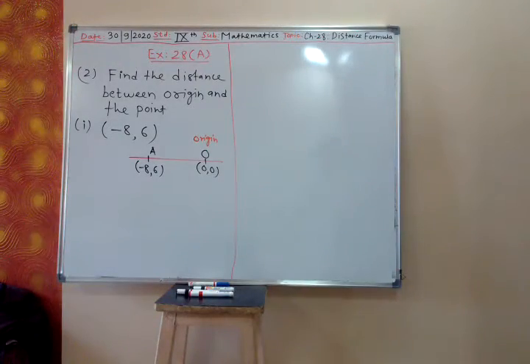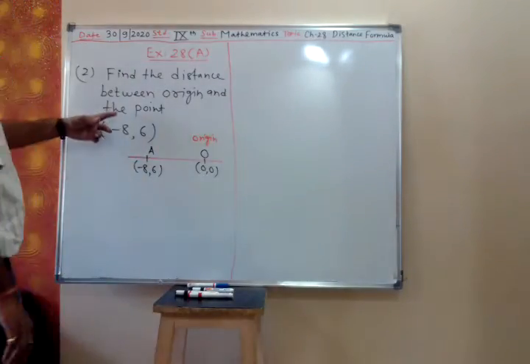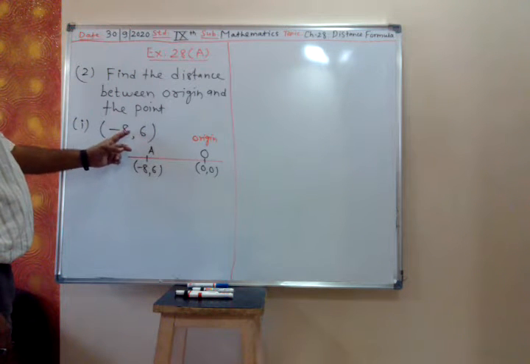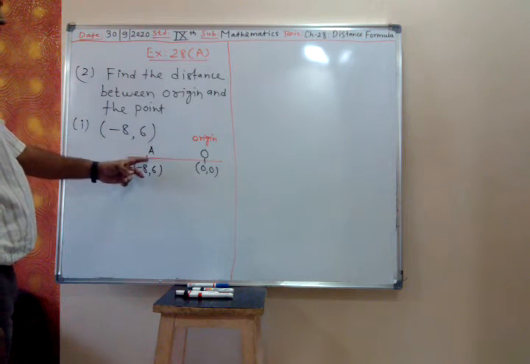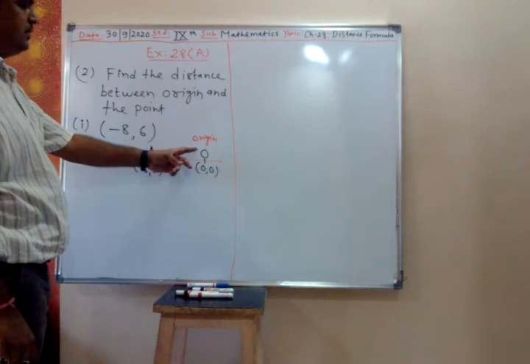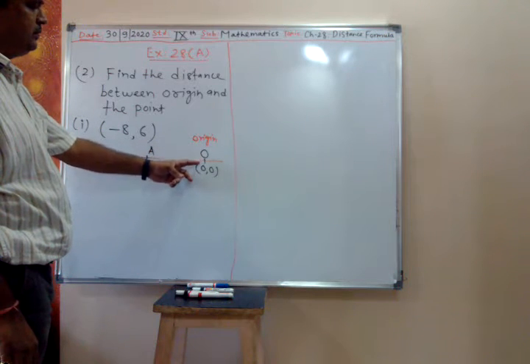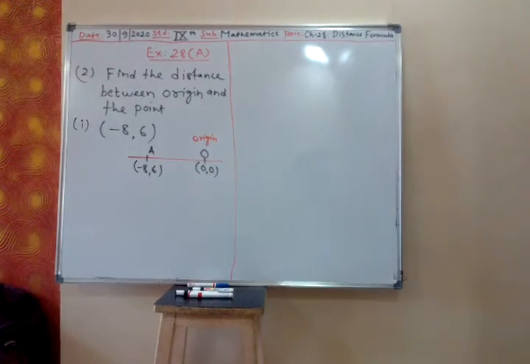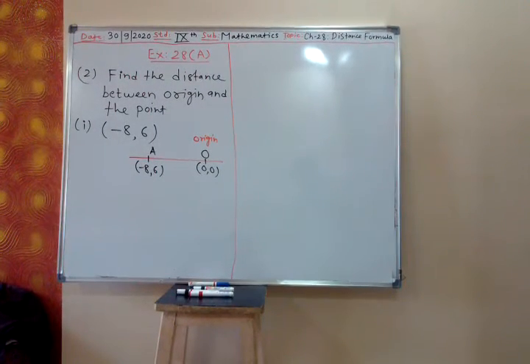So now let us do the second one. Find the distance between origin and the point. You are given the point -8, 6, that I will consider as A, and one other point is origin. Origin has both the x coordinate and y coordinate 0, 0.